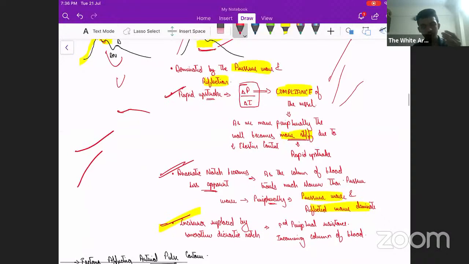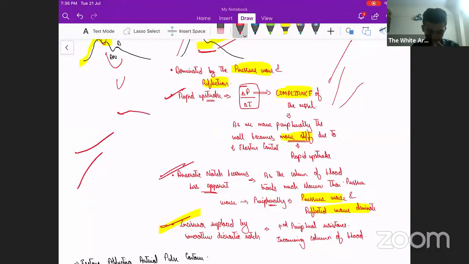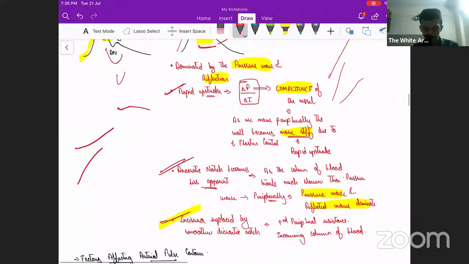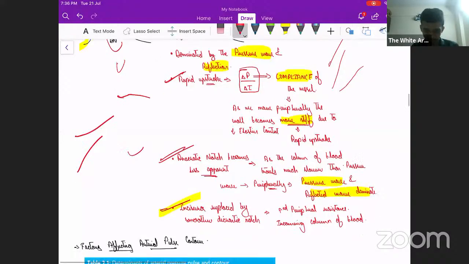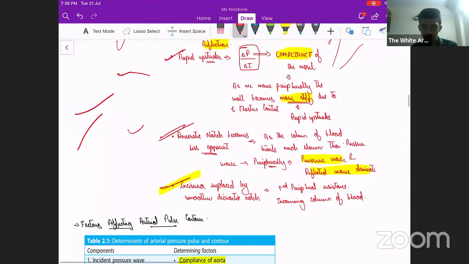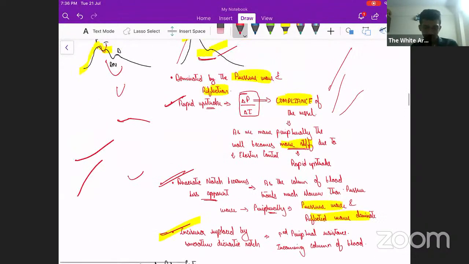Next, the anacrotic notch becomes less prominent because the activity is dominated only by the pressure wave and the reflected wave. Three, the incisura is replaced by a smoother dicrotic notch. Why? Because the peripheral resistance is high, so the reflected wave comes back much faster. So this will not take place. Yeah, the T wave merges with the P wave. The T wave will almost disappear. The T wave will come very much later. So we can tell that the T wave almost coincides with the reflected wave.